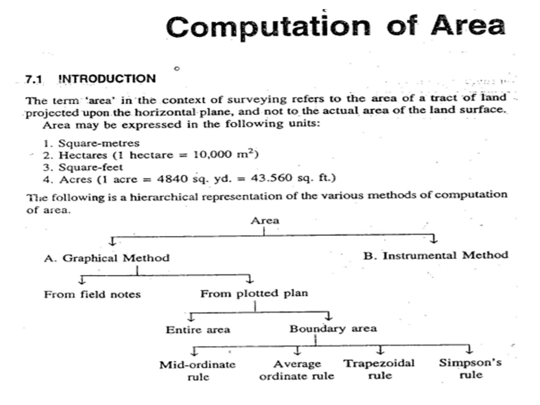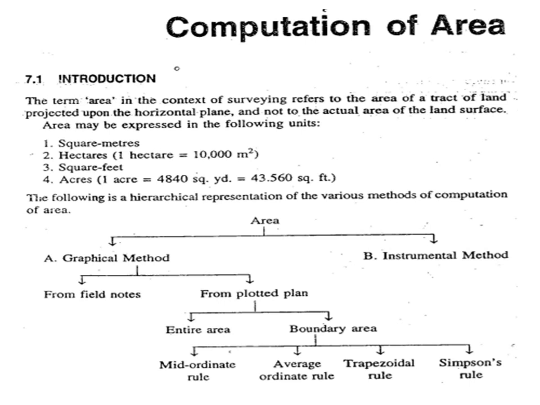So area can be computed by graphical method, area can be computed by instrumental method. In the graphical method, again there are two methods, namely from field notes and from plotted plan. Generally from field notes, we have the measurements such as chainage and offset, and when we prepare the sketch of the given area by making use of chainage and offset, then it is possible to find out the area of any tract.